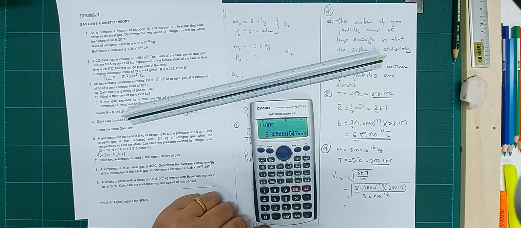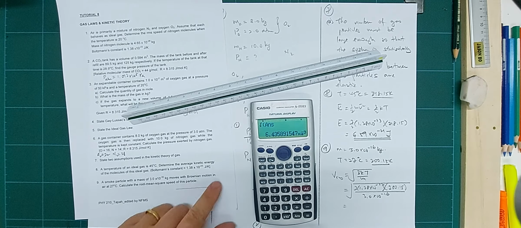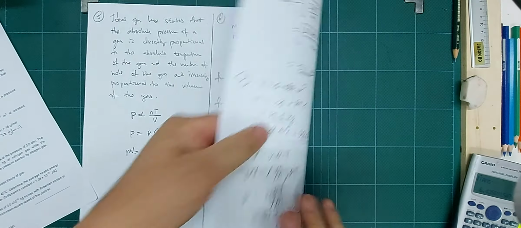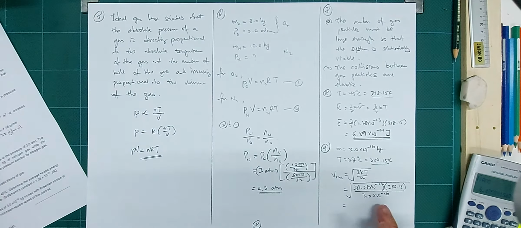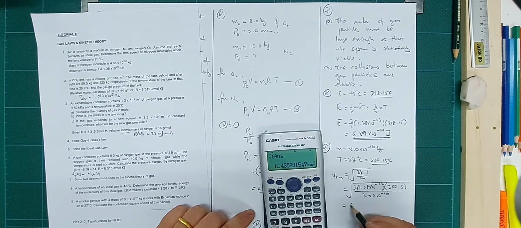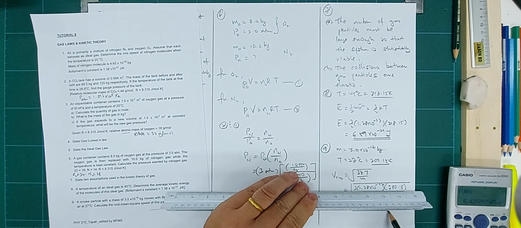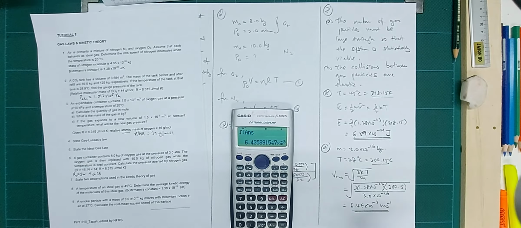3kT over mass. Oh, this mass is huge. We have the same formula as before, 3kT over m. So the mass is extremely large. I wonder what type of gas this is. Anyway, our answer is 6.44 times 10 to the power negative 3 meter per second, which is about 6.44 millimeter per second.